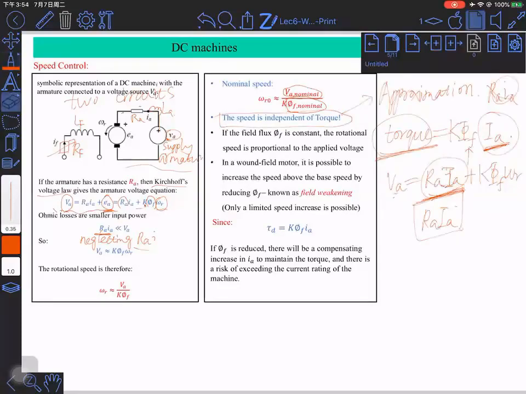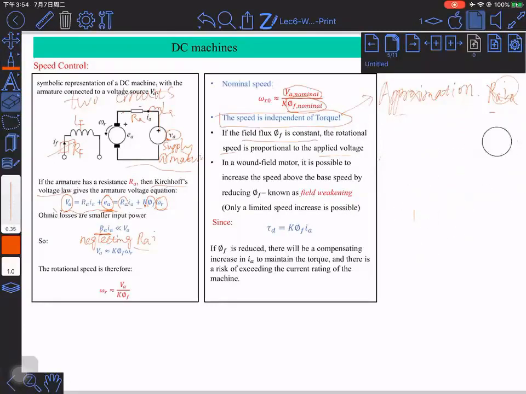And if you look at the lecture notes, this assumption at the light load condition is always true because the field flux is constant and the rotational speed is proportional to the applied voltage. At light load condition, this is always true because IA is small and IA times RA is just too small.